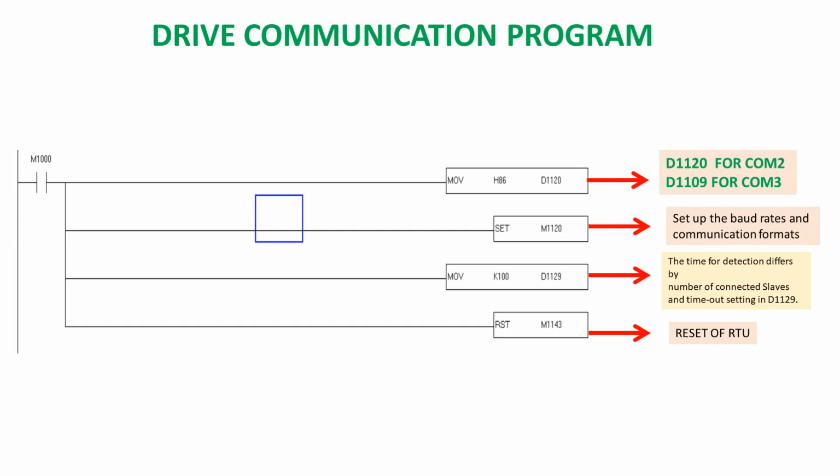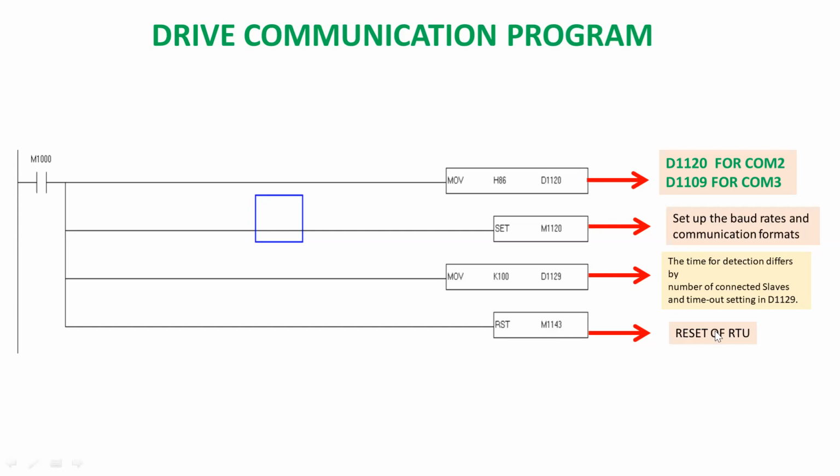That's the reason why whatever the 1100 value we are going to move into D1129. D1121 will represent the time for the detection of the difference. We maintain certain timeout settings here, that automatically it will take. I'm going to give a certain value here, K100 it is. Okay. Next, what is the RST M1140, sir?